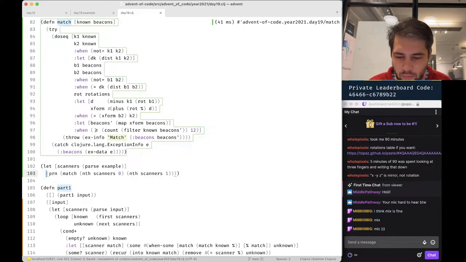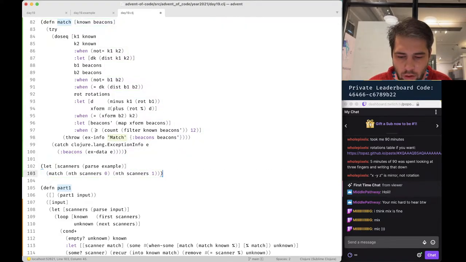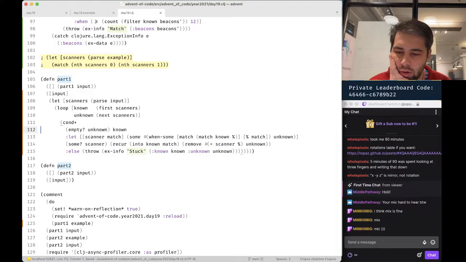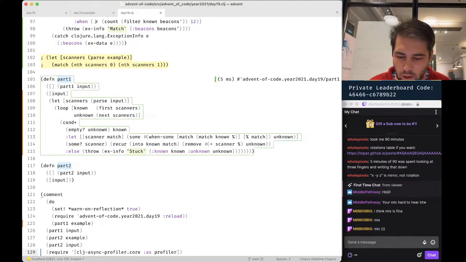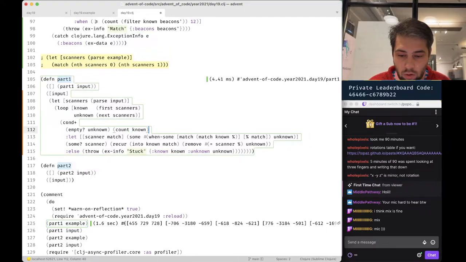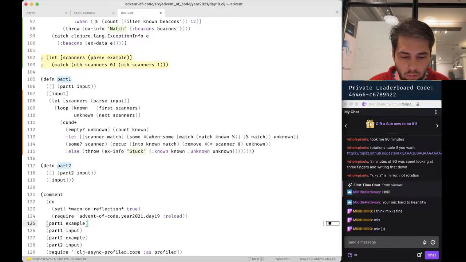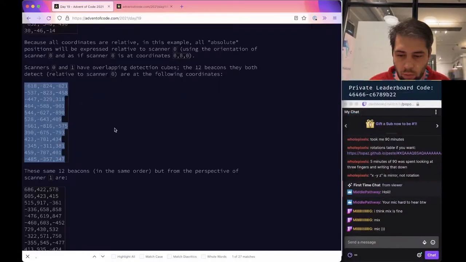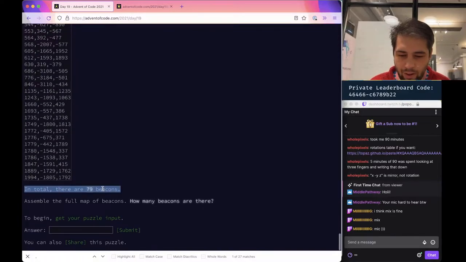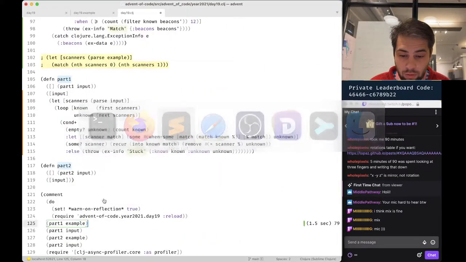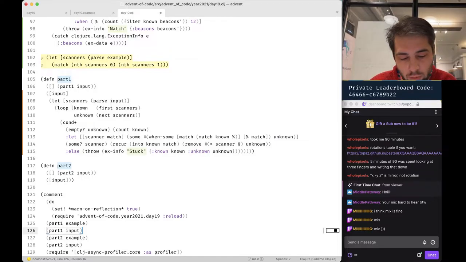Okay. Kind of works, right? Part one. Example. No. No. 79. Wow, did it work? Wow. So it worked for the example, which is something. It took 2 seconds, but it kind of worked.